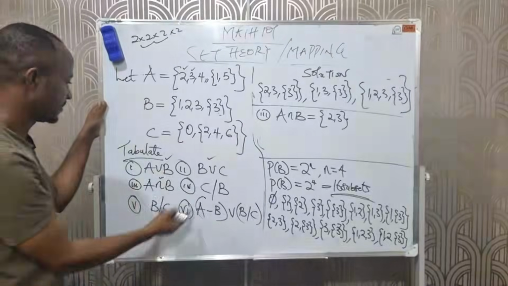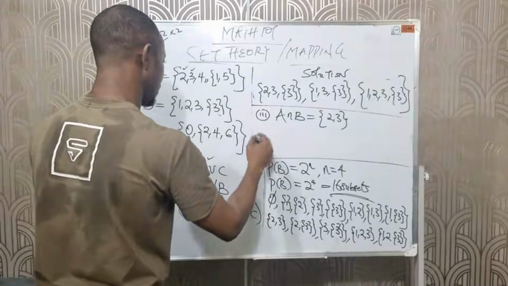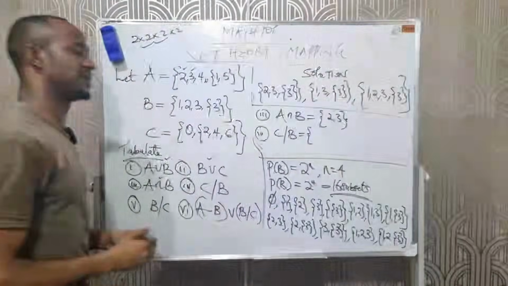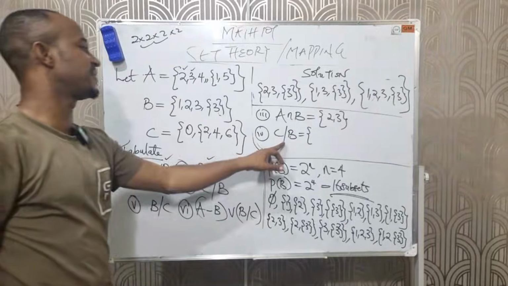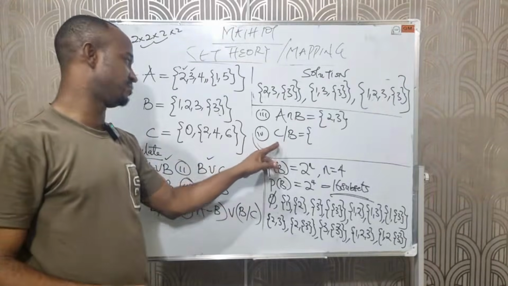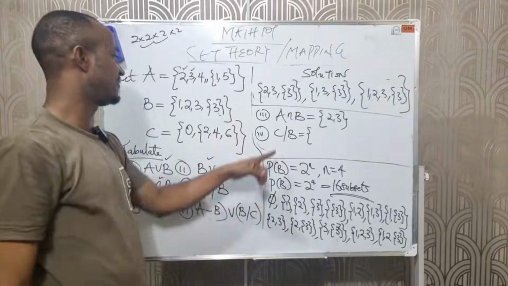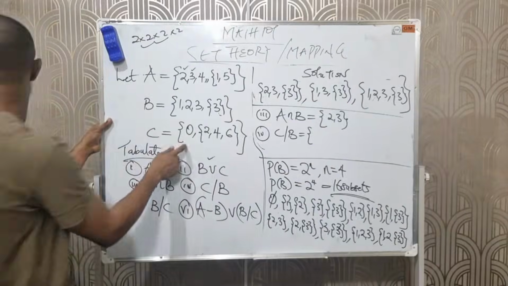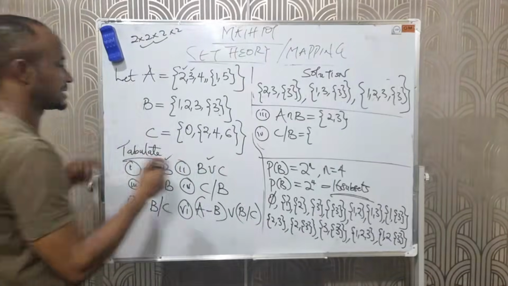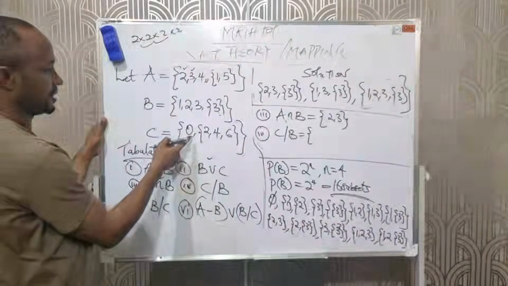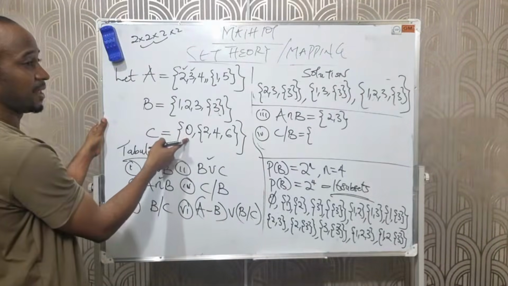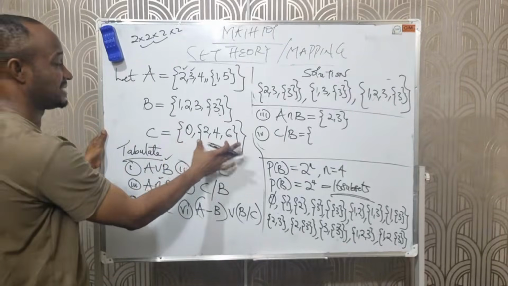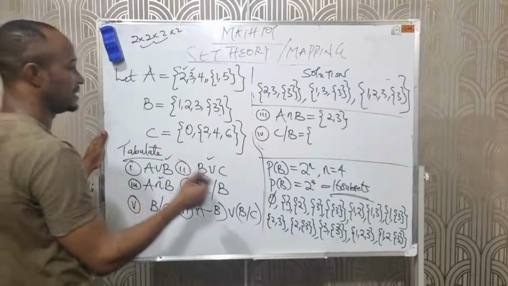Now the next is to find C difference B. C difference what? B. What is C difference B? Don't forget I said that this difference means elements that are found in C but not in B. The answer is simply in C but not in B. It's just 0, right? We have 0 in C but it's not in B. And we also have 2, 4, and 6 in C but not in B.